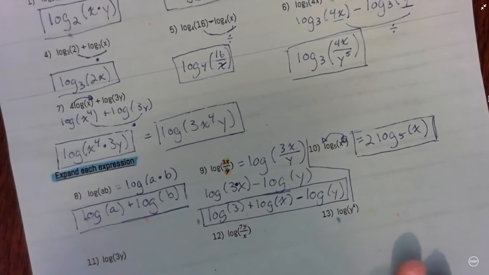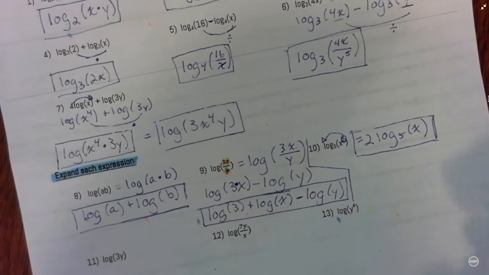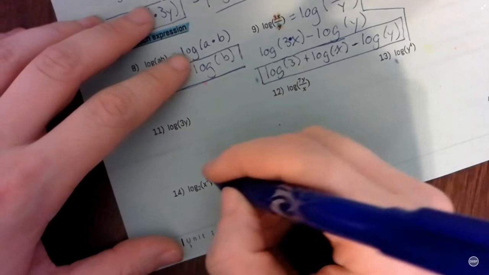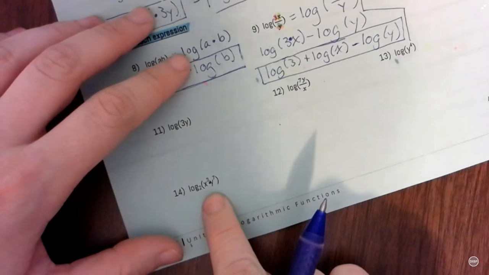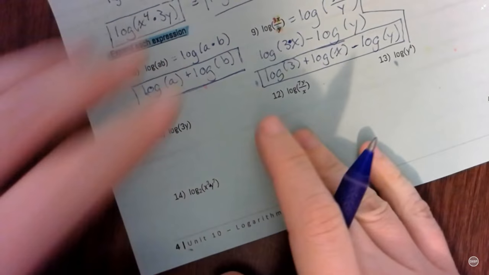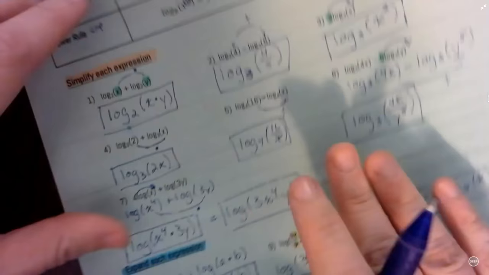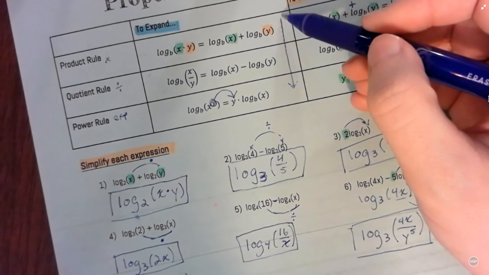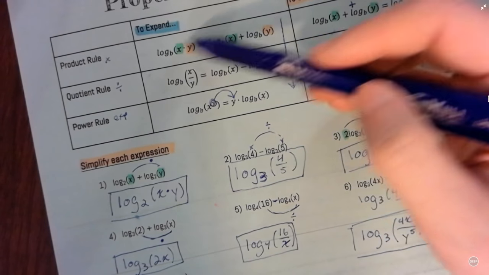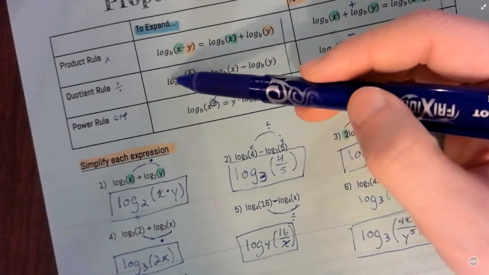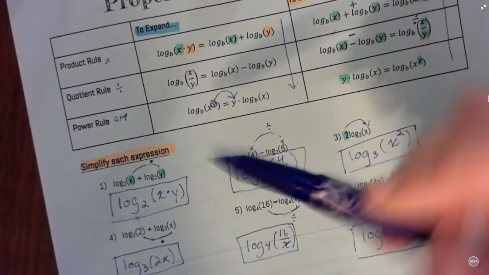Alrighty. Okay. Let's try 14, and then I'm going to leave 11, 12, and 13 for you. Okay, so 14, notice I've got powers, and actually there's a multiplication in there too. So let's look at our 2 expand rules and see which one we need to do first. So remember, I've got power and I've got multiplication. So since my arrow is going this way, that means I need to do the product rule first, or quotient rule if I had one, and then power rule at the end.